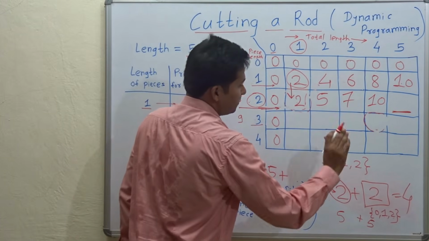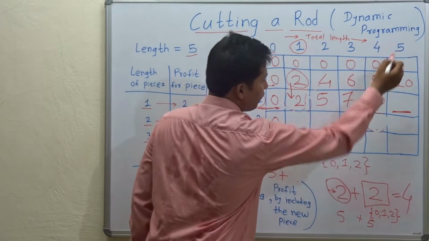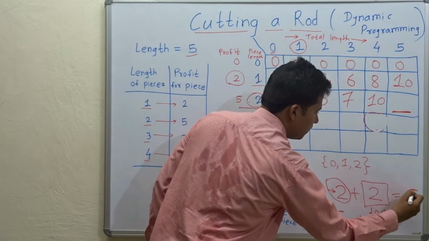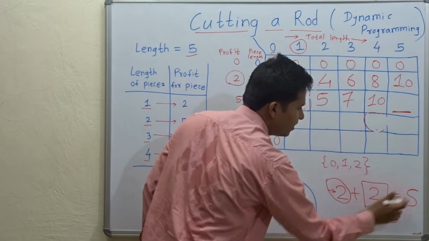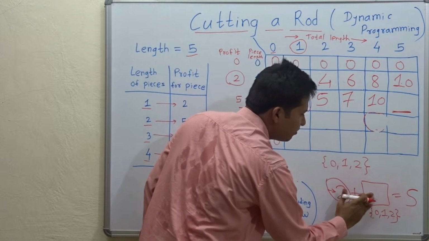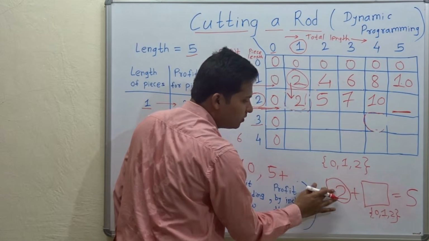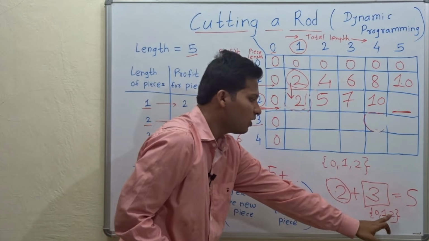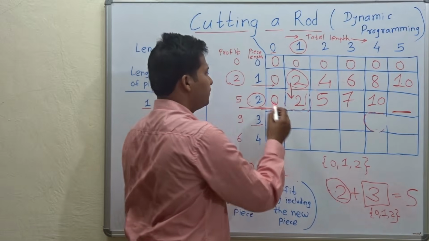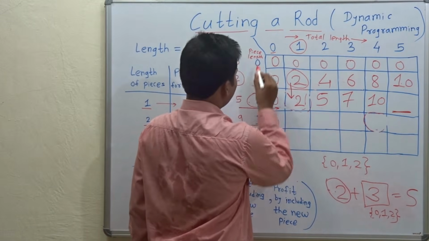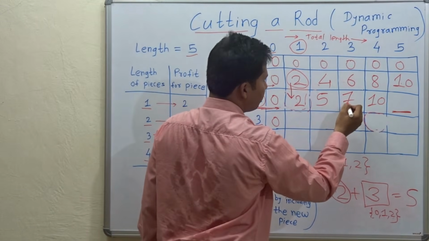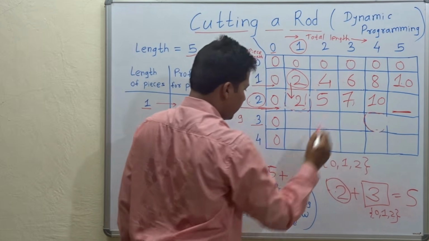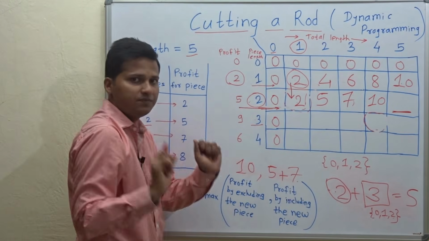Now for making a total of 5, see here, what is the remaining thing? If you include 2, then what is the remaining thing? 3 is the remaining thing. So by using 0, 1, 2, if you want to make a total of 3, the profit is 7. You just have to add that 7.